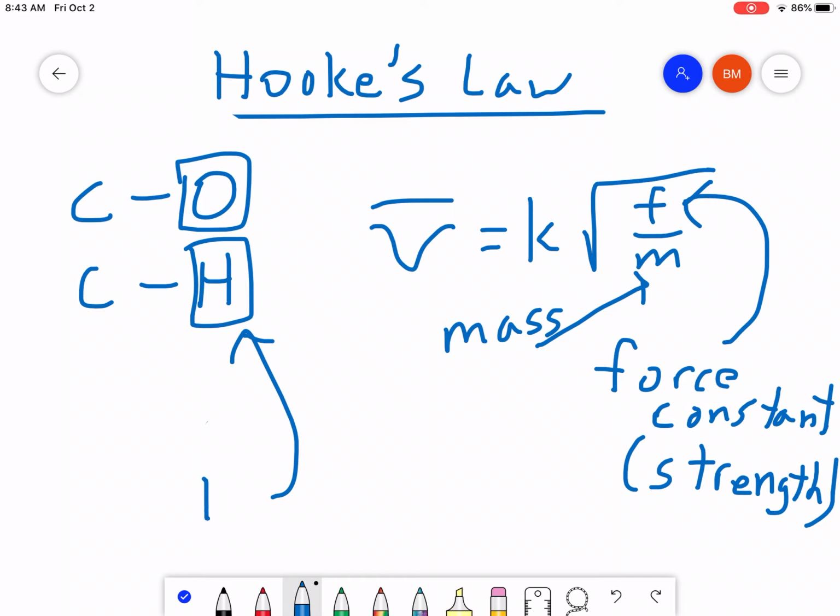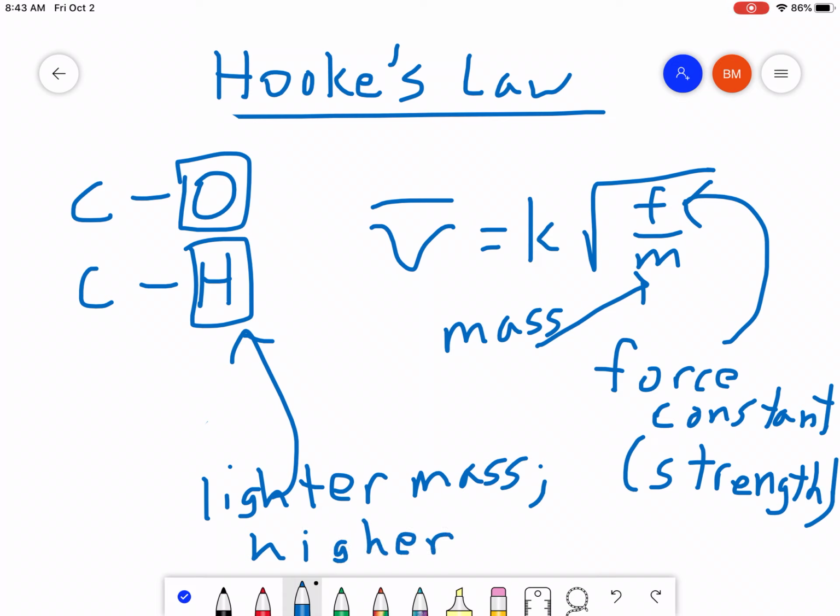The hydrogen, of course, is going to have a lighter mass than oxygen. And that's going to be analogous to the lighter weight that we used in the hypothetical spring experiment. So what do you think the oscillation or the frequency is going to be for a CH bond relative to CO? It's going to be higher, right? It's going to have a higher wave number.